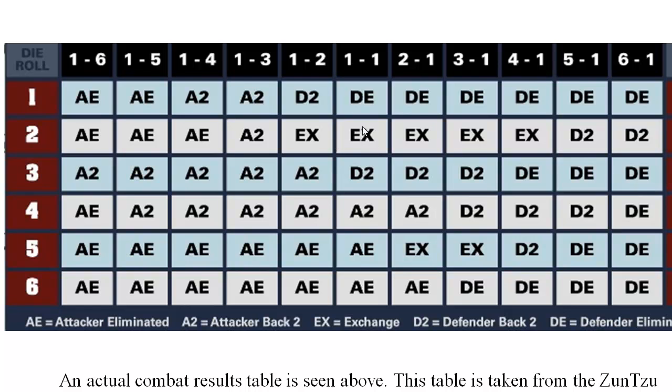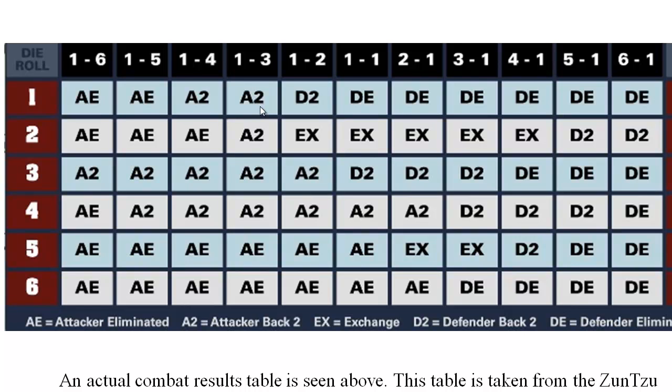On the other hand, as the combat odds get worse and worse and worse, it is less and less likely that the attacker will win. The lowest odds at which there is any likelihood of an attacker victory is a 1 to 2. At 1 to 2, there may be a D back 2 or there may be an exchange, but other than that, the attacker either retreats or is wiped out.